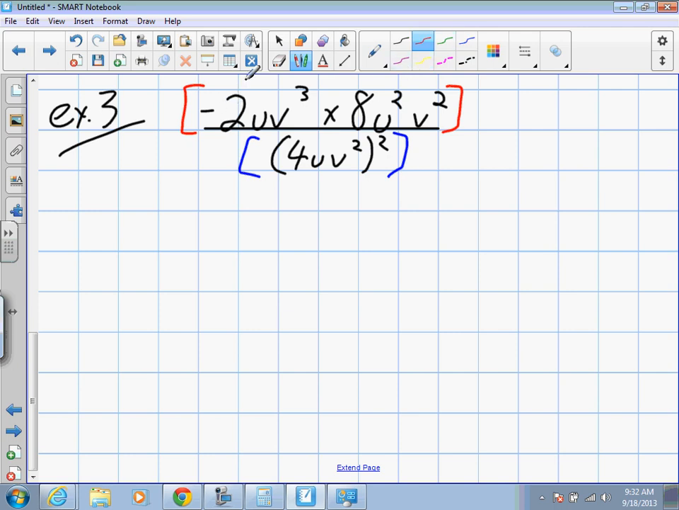You'll see in red, I'm just focusing on simplifying the numerator. So negative 2u v cubed times 8u squared v squared. Okay, this is very similar to that a b question we had just done.